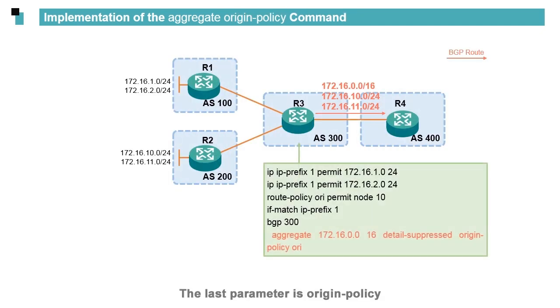The last parameter is origin policy, which indicates the origin of specific routes. If only the detail suppressed parameter is specified in the aggregate command, R3 generates a summary route and advertises it as long as one specific route is available for R3. If the 4 specific routes are unavailable, the summary route is not advertised.